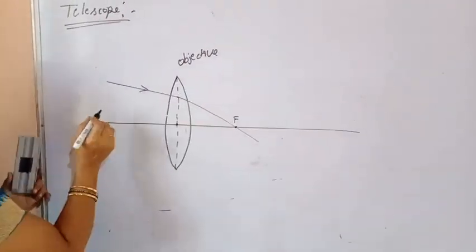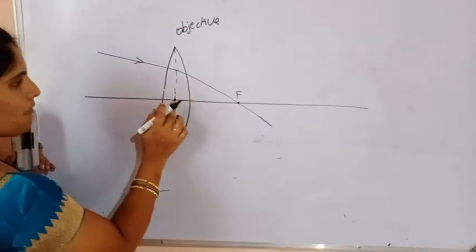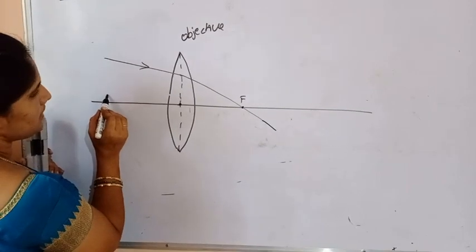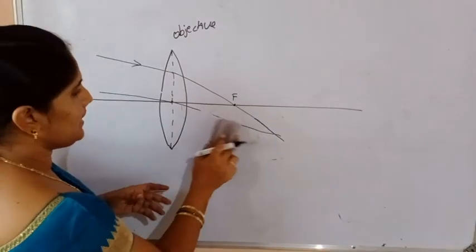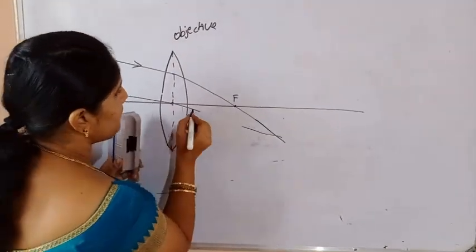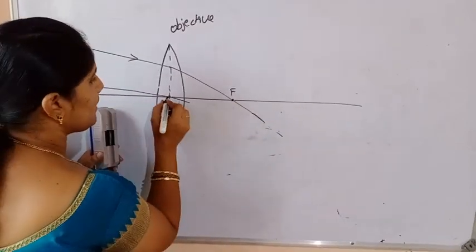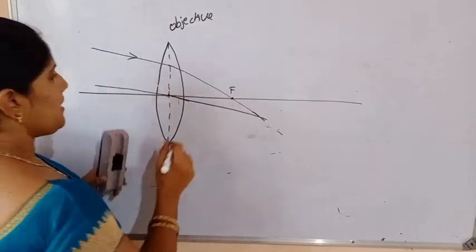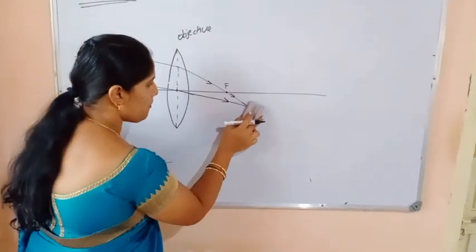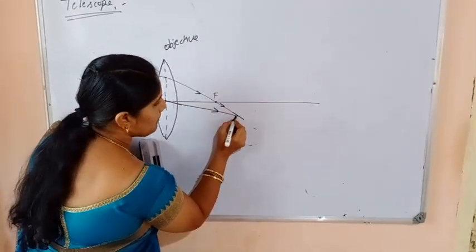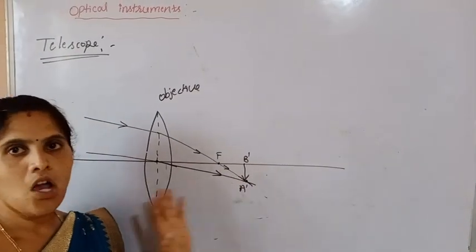Okay, so let us consider one more ray which passes through the optical center, which moves undeviated, like this. This ray moves undeviated, and these two refracted rays meet at a point. So at that point the image is formed. So this is the inverted image of the object.